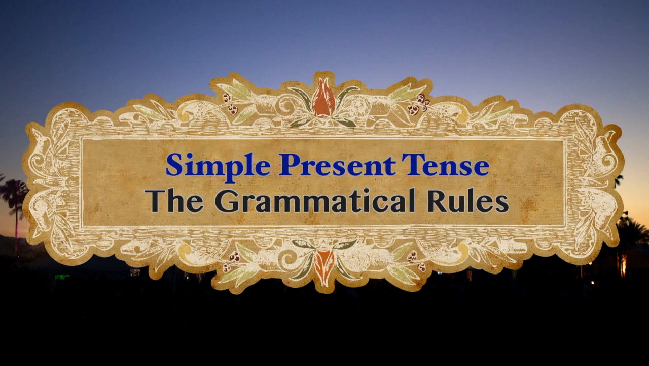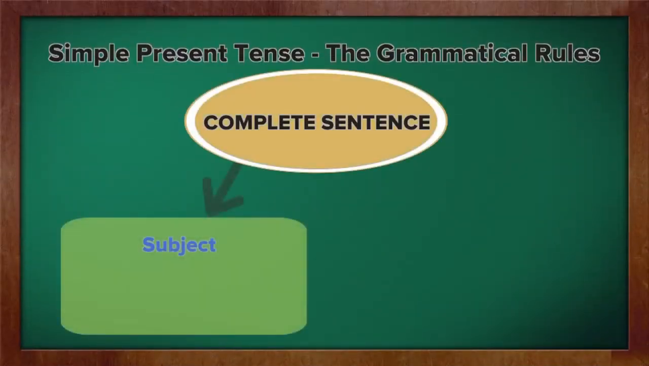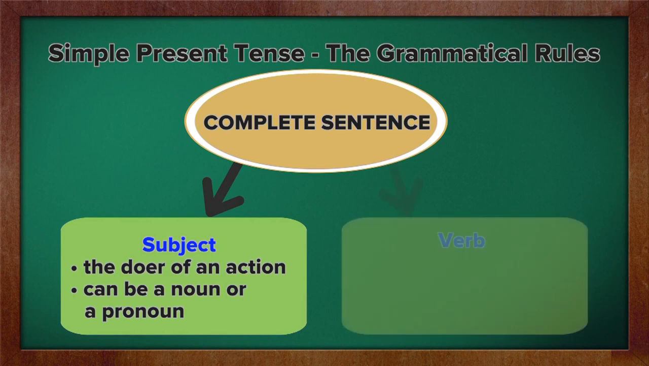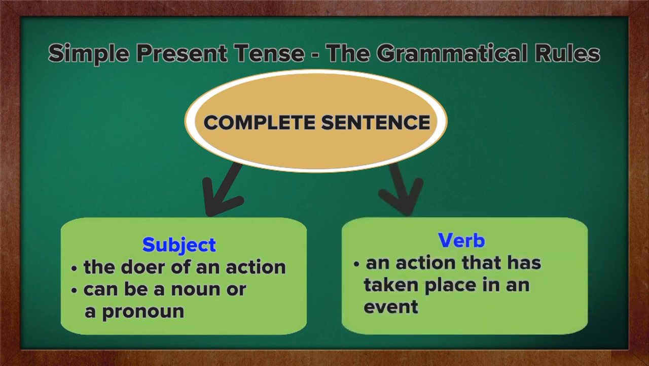Next, I'm going to show you how to write a correct sentence when you are using the simple present tense. To write a complete sentence, we need to have a subject and a verb. The subject is the doer of an action. A subject can either be a noun or a pronoun. A verb, on the other hand, is an action that has taken place in an event.